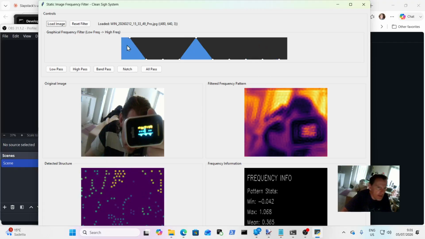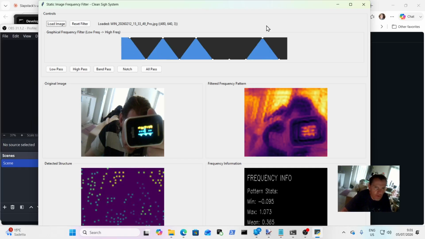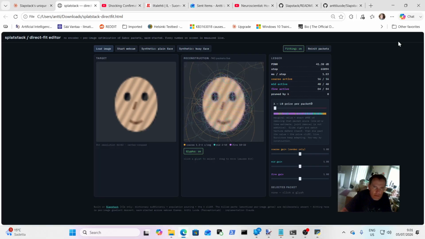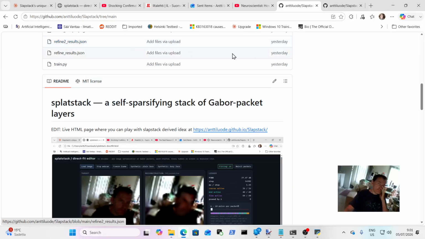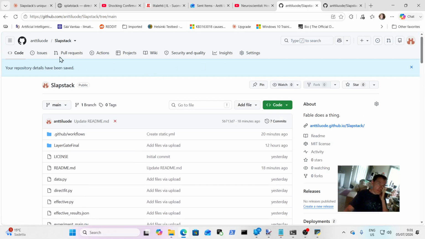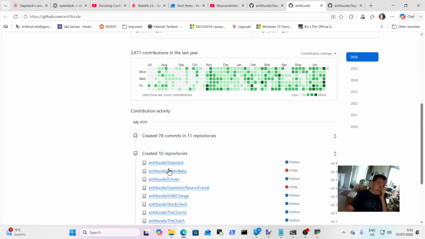But yesterday I had Fable do work on a really weird thing. It was slapstack, and this was not image processing. I was trying to build on an earlier thing that I also didn't understand. So the earlier thing was called, let's see. This is a very weird thing. I think we have the entrain.